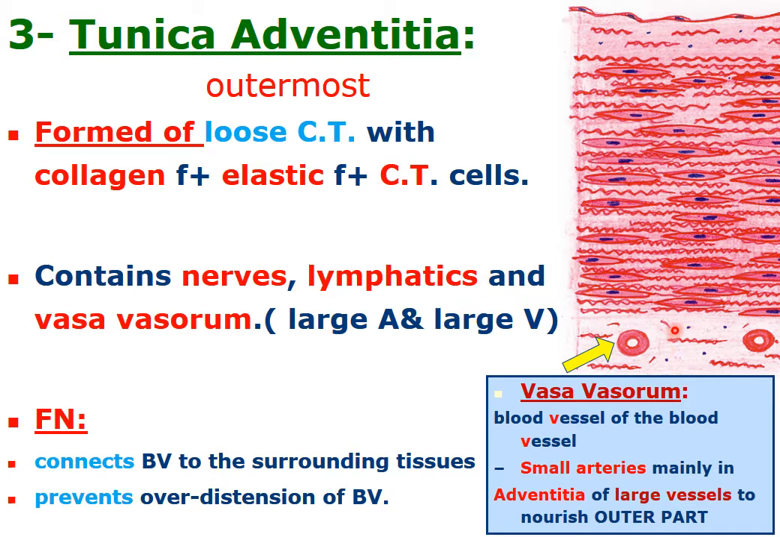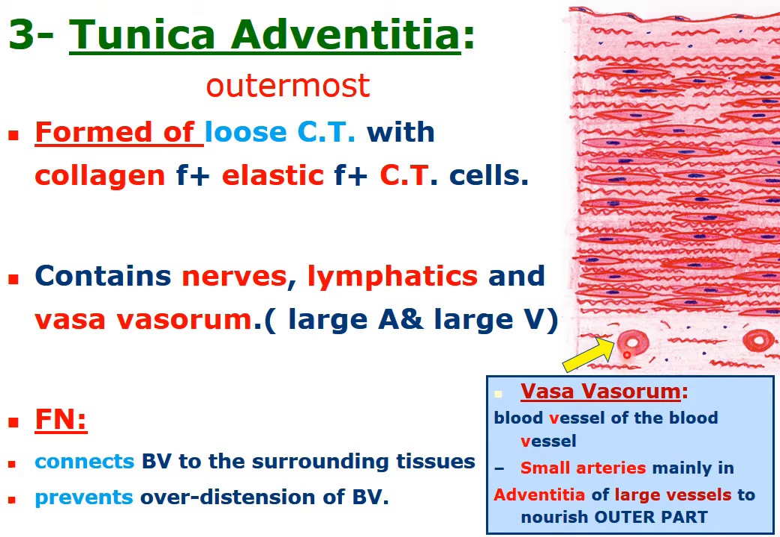The last layer, or the outermost layer, is tunica adventitia, and it is just a loose connective tissue. That is to say, it is formed of collagen, elastic fibers, and some connective tissue cells. Also, it contains nerves, lymphatics, and blood vessels that supply this vessel with nutrition, known as vasa vasorum. Vasa vasorum is the blood vessel of the blood vessel.